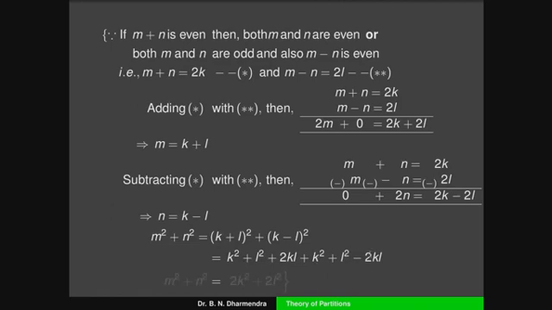We have plus 2kl and minus 2kl cancelled. So the terms here are k square two times and l square two times. Therefore m square plus n square is equal to 2k square plus 2l square. If both m and n tend to plus or minus infinity, then k and l are also running from minus infinity to plus infinity.